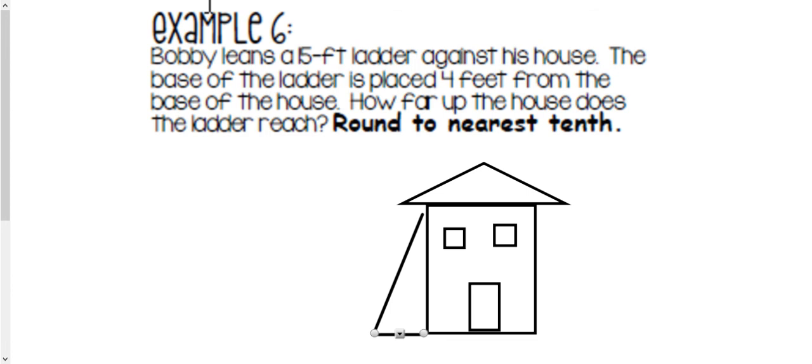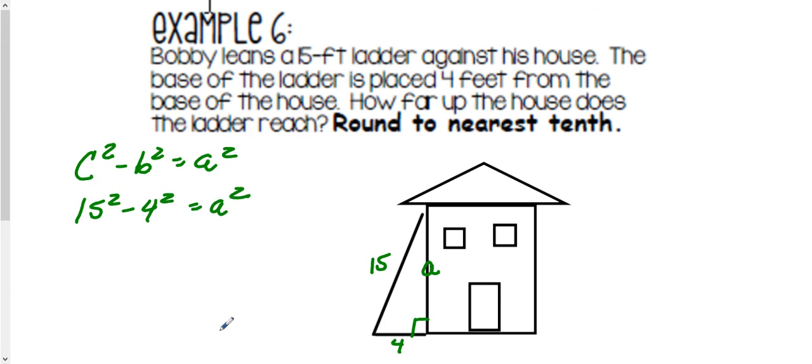There we go. And so here's our right angle. And we know that the ladder's leaning against the house. It's 15 feet. And it's 4 feet from the base of the house. Well, here's the house, so it's 4 feet out. So how far up the house? So we're going to try to find a leg. Let's say we're going to try to find a. So we know the hypotenuse, so it's going to be c squared minus b squared equals a squared. So we're going to take 15 squared minus 4 squared equals a squared.